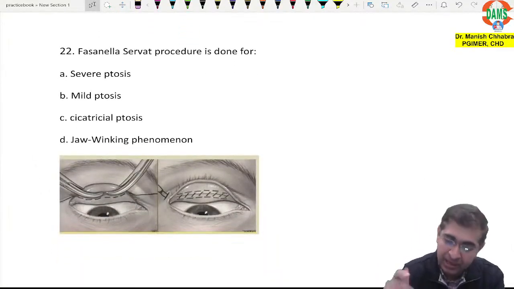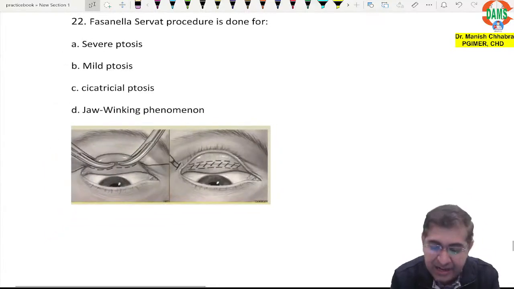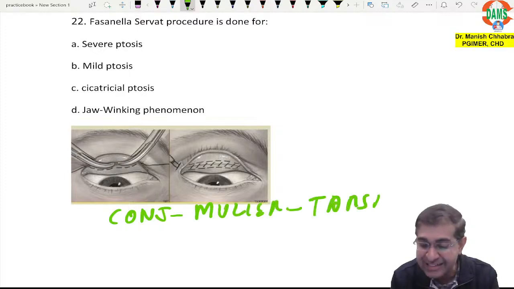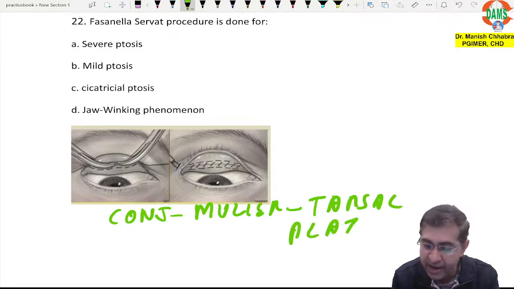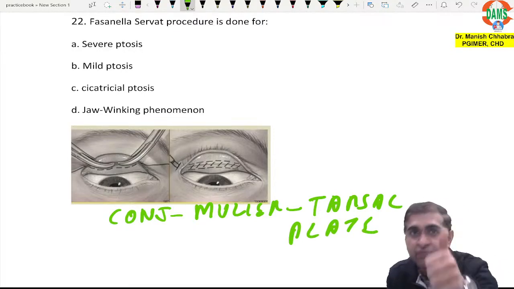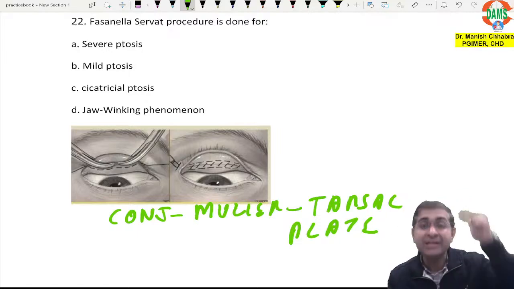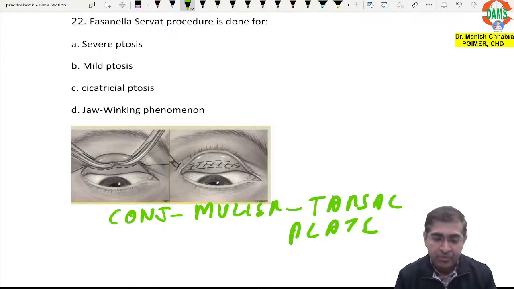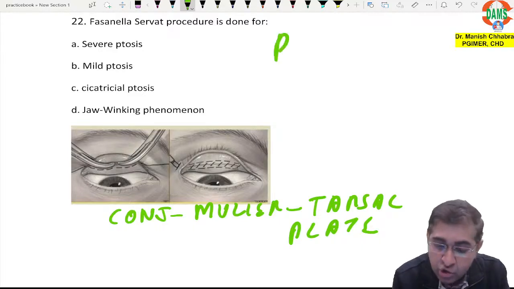Fasanella-Servat procedure is done for ptosis. You will have to remember, I am quickly going to tell you. In the Fasanella-Servat procedure you cut part of the conjunctiva, part of Müller's muscle, and part of the tarsal plate. That is why you call this conjunctivo-mullero-tarsectomy or conjunctivo-tarso-mullerectomy.